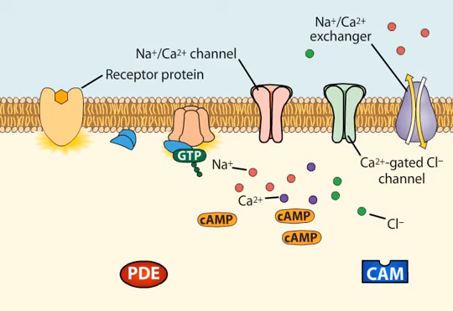This depolarization is conducted passively from the cilia to the axon hillock region of the olfactory receptor neuron, where action potentials are generated via voltage-regulated sodium channels and transmitted to the olfactory bulb.